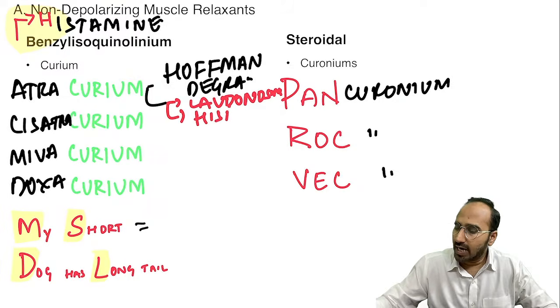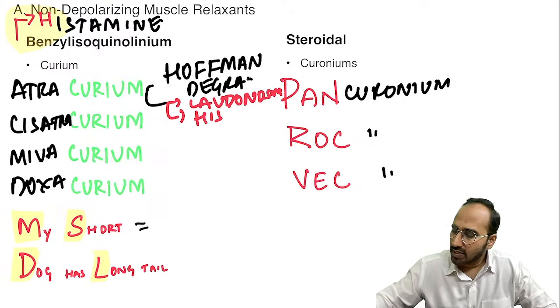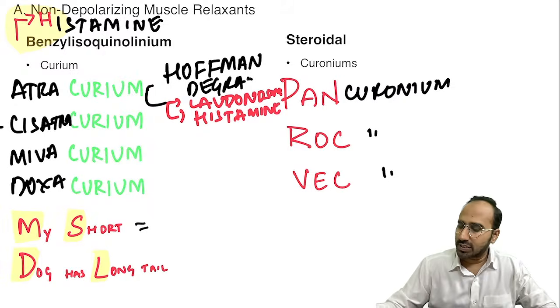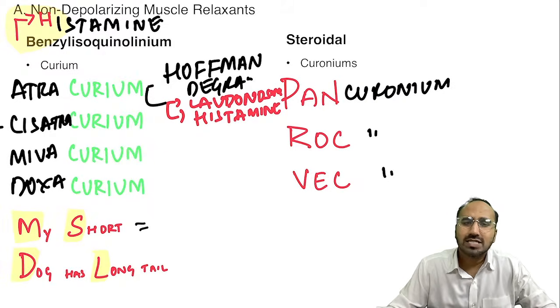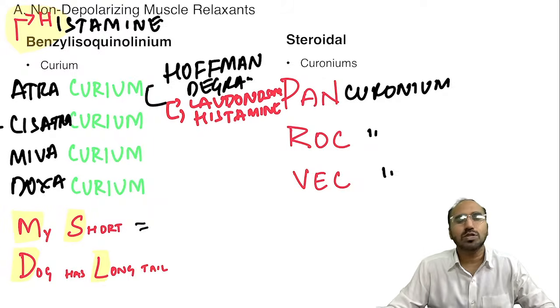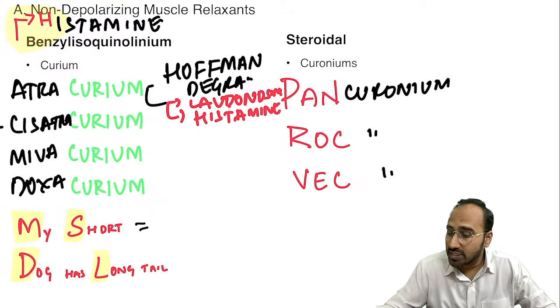Next, atracurium was causing histamine release. Those two side effects led to the next muscle relaxant coming into the market. What is the next muscle relaxant? Cisatracurium. Cisatracurium is like a sister of atracurium, almost having no side effects. This also undergoes the same magical Hofmann metabolism, but with fewer side effects.